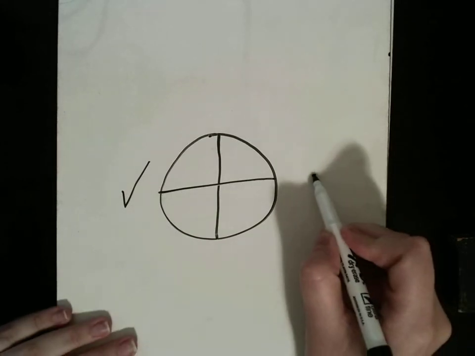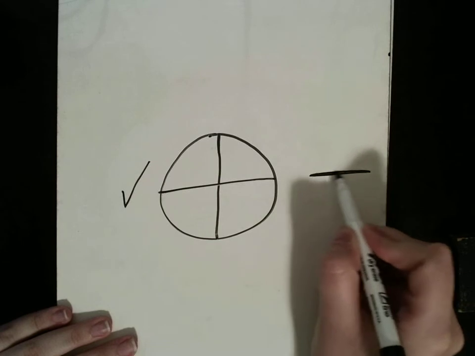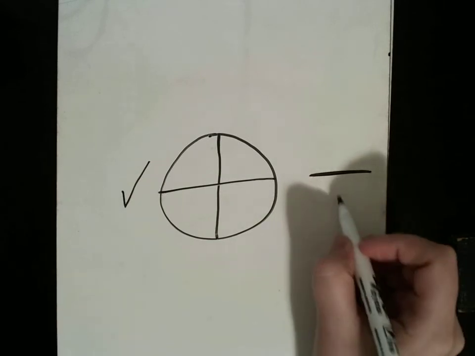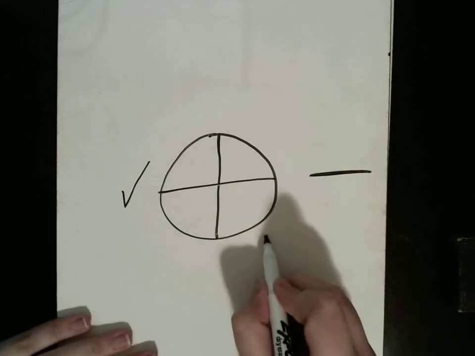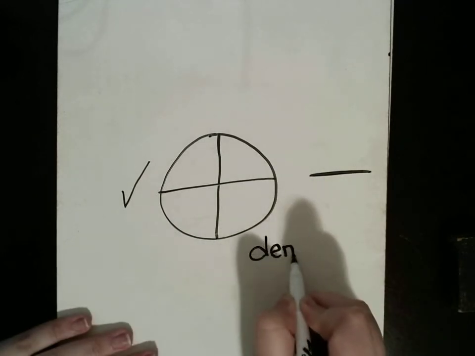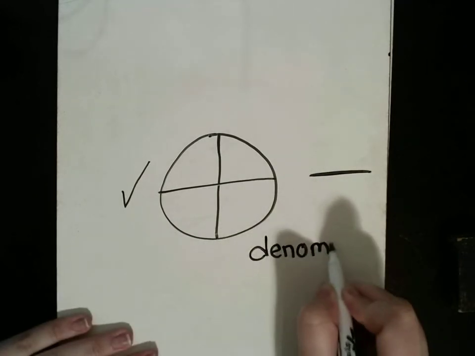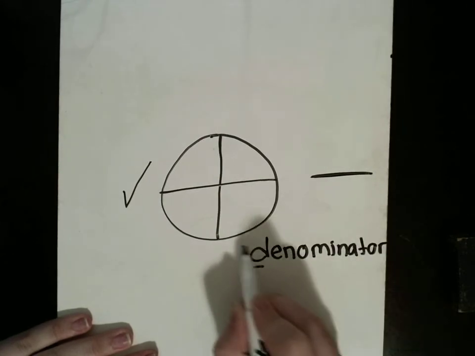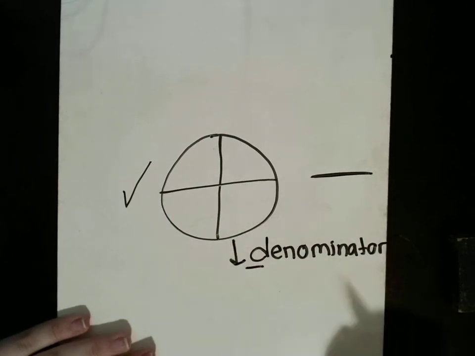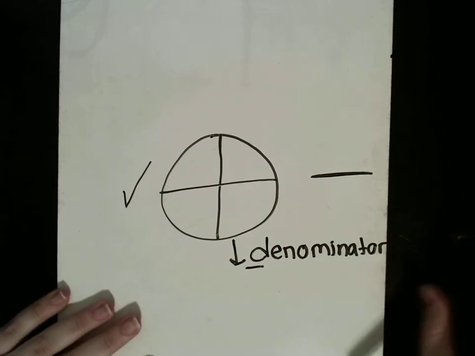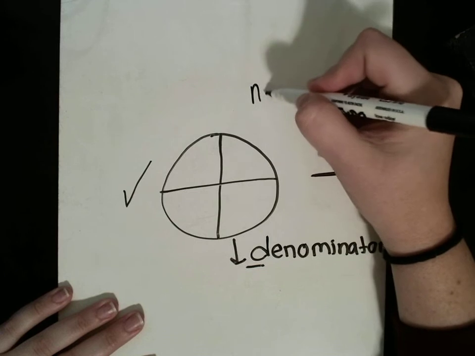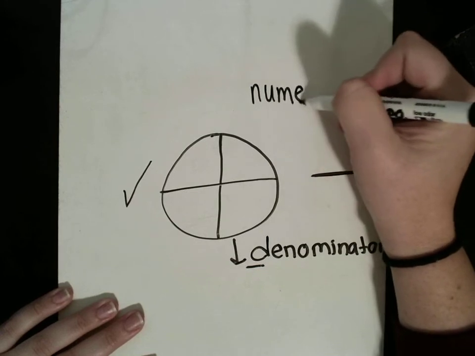Now when we write a fraction, we have a line and we have 2 numbers. We have a number on the bottom of the line, which is called the denominator. You can remember denominator goes down. And the number on top of the line is called the numerator.